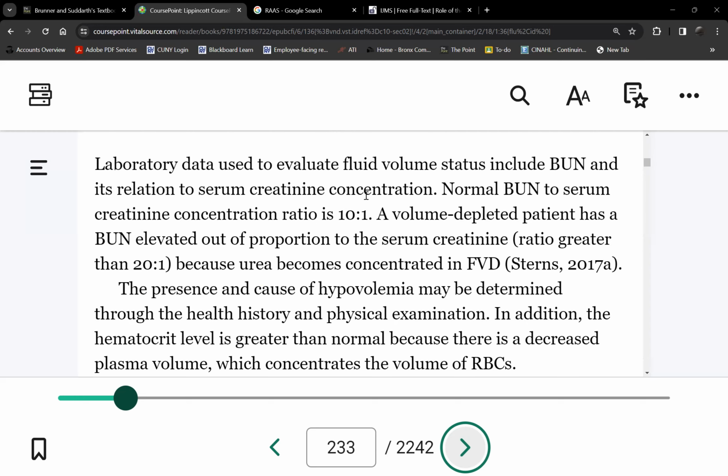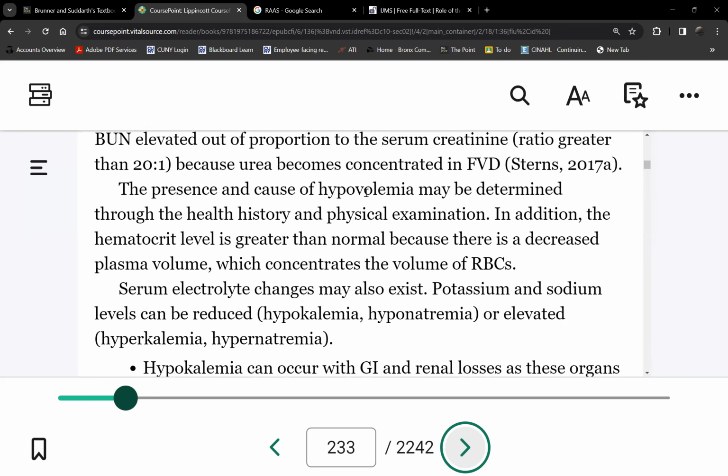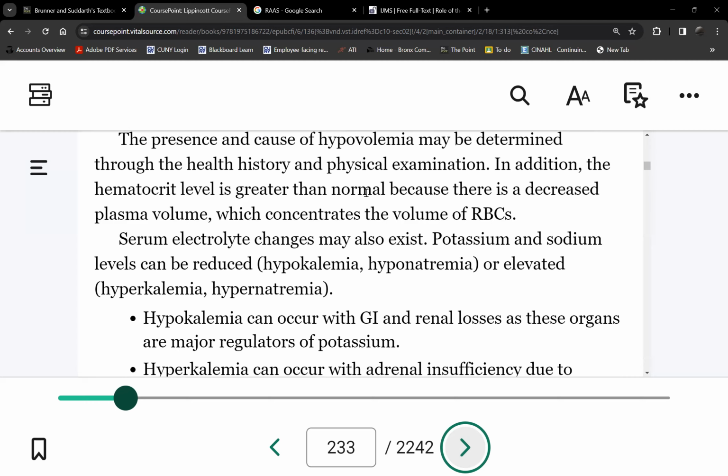High, because this is equivalent to urine output, right? So the less urine output, then the higher the BUN and creatinine will be. Urine output will be low.